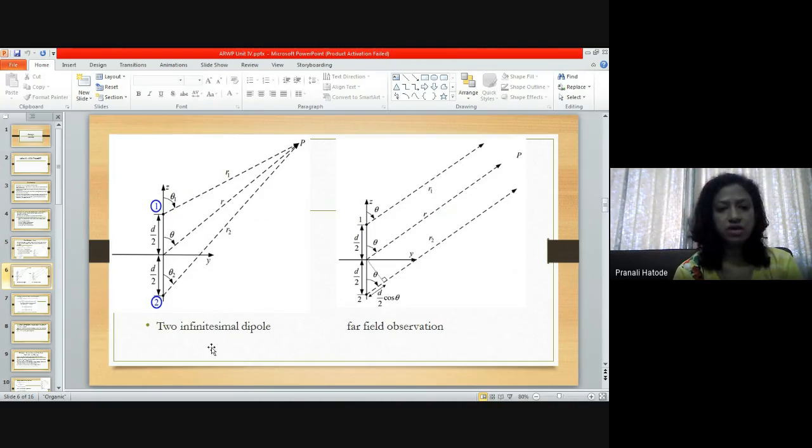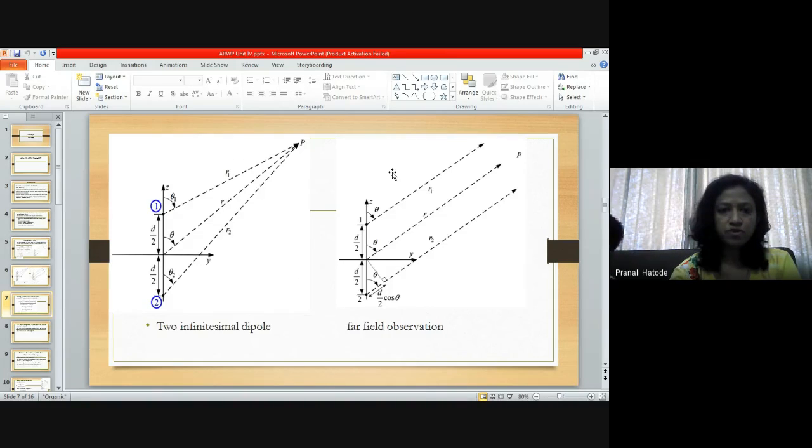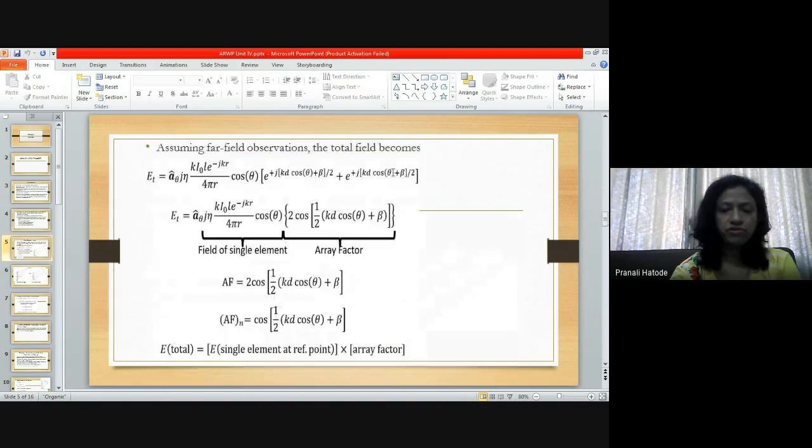Here you can see in the diagram, in the first diagram, r1 and r2 are not equal to each other, since the reference point P is much closer to the array. The second diagram is for far field observation. Now assuming far field observation, the total field ET becomes this equation. The above equation is further manipulated, and then this is the simplified form.